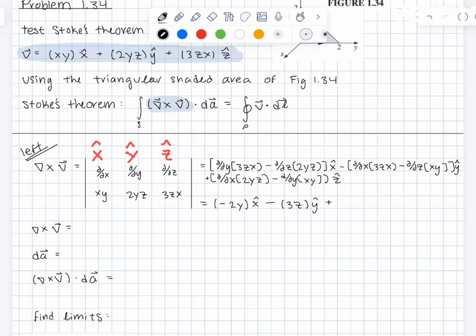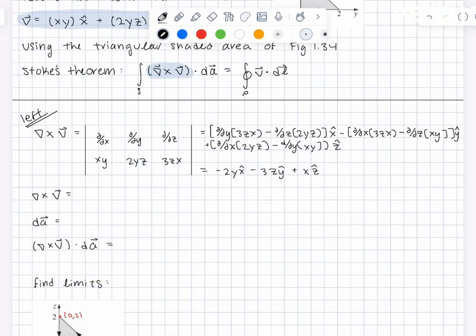And then in the z-hat direction, we'll have the partial with respect to x of 2yz is going to be 0, minus the partial with respect to y of xy is just going to be x in the z-hat direction. And I'm just going to simplify this as 2y x-hat minus 3z y-hat plus x z-hat right here. Okay. Now that we have that, we can rewrite it over here.